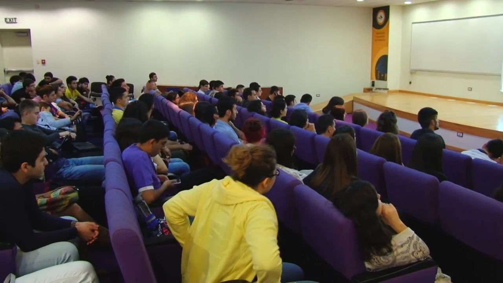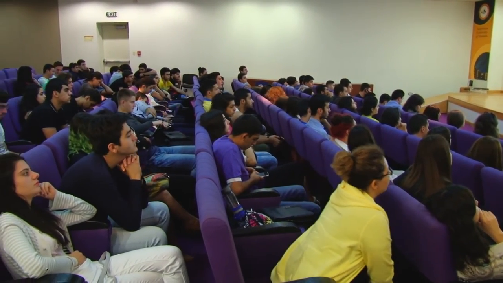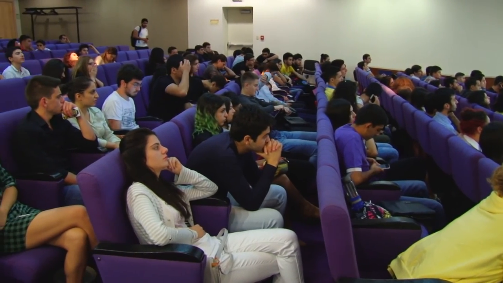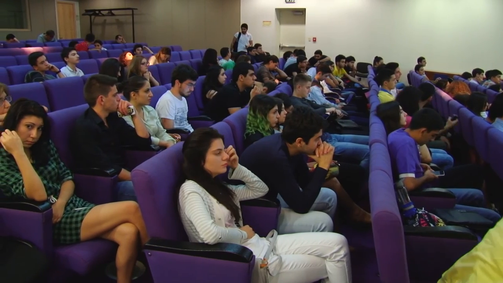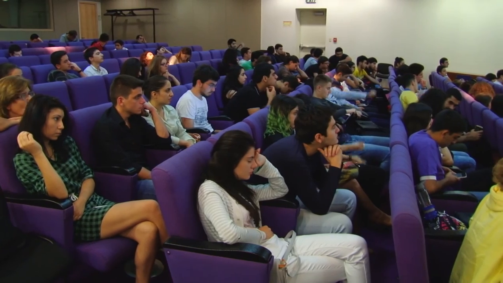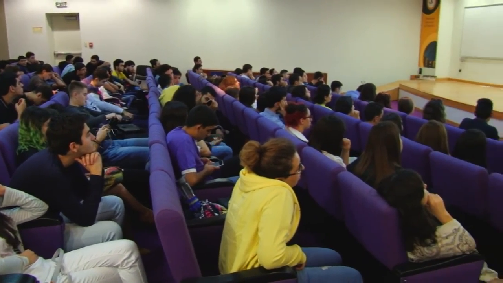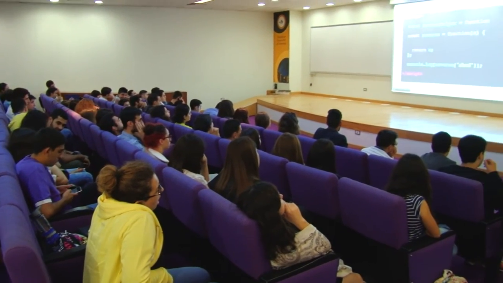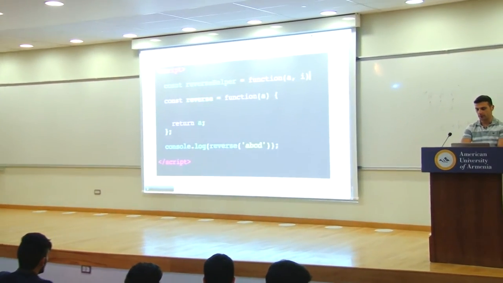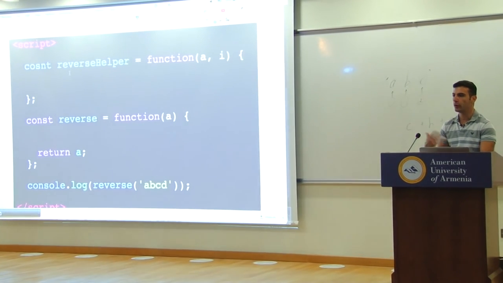So what do you think? So what you're saying is that to compute what you're saying, you need not just a string, but one more argument, right? So why don't we create a function that takes two arguments? So let's create a function, const reverse helper, that takes the string and the length or the index or the increment or whatever you want to call it. Okay, now that we have both, what can we do?